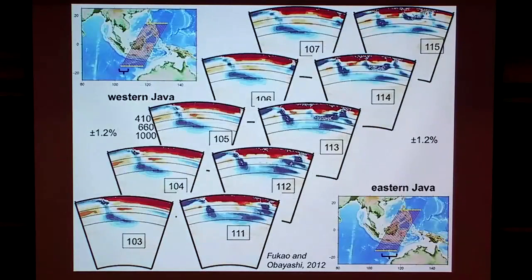This is another picture, now from the Java region, where you have some slabs going in different directions, where you also see some evidence for this type of behavior. So this is really interesting.